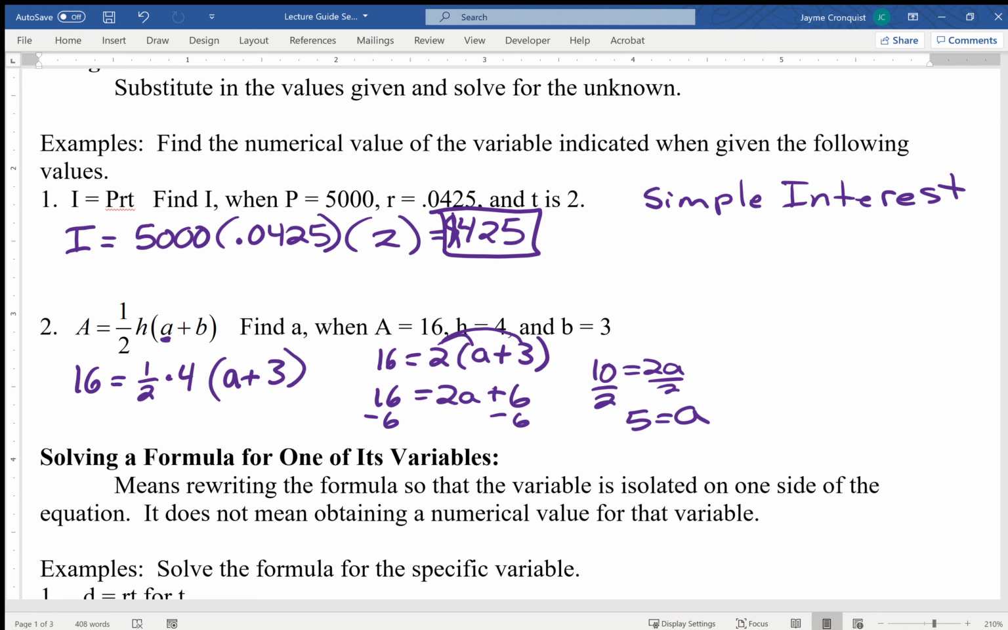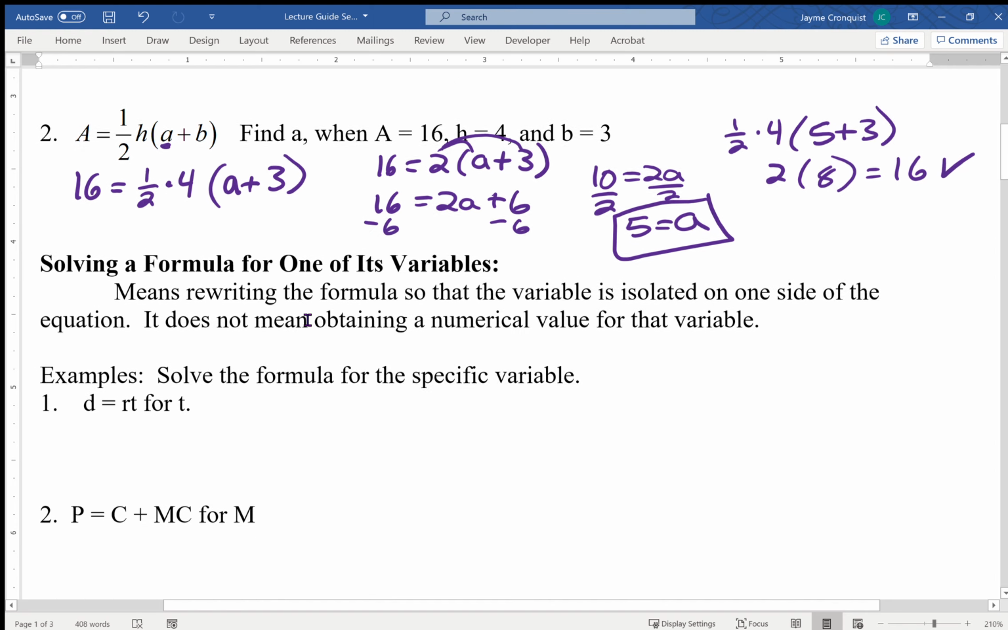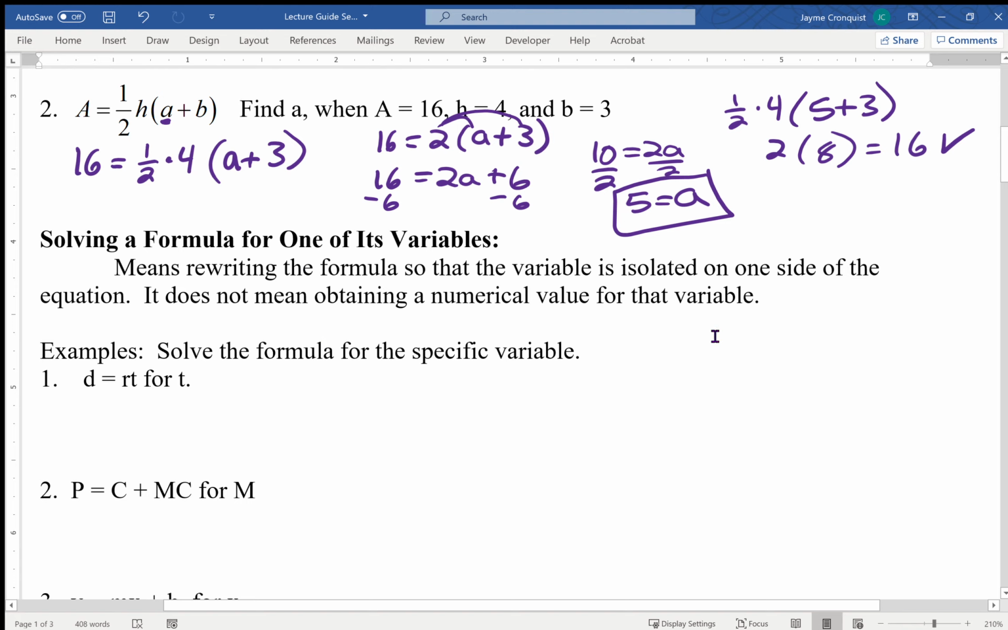All right, now you can check that by putting the 5 back in for the a. So we would have 1/2 times 4 times 5 plus 3. If this equals 16, we're good to go. So this becomes 2 times 8, which is indeed 16. So 5 equals a is my answer. All right.